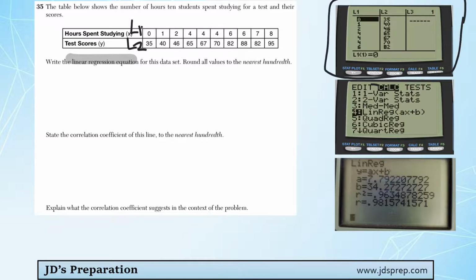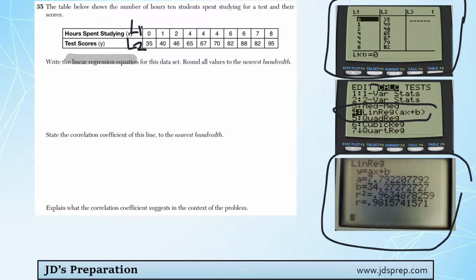Move to the right to the Calc menu and choose the fourth option, which is LinReg, or linear regression. Press enter a couple times and you'll get some useful information here, specifically an A, B, and an R value. So the A and the B values will help us calculate, or actually write down, the linear regression equation. Because it's in the form of AX plus B, we know that the A value is given to us over here.